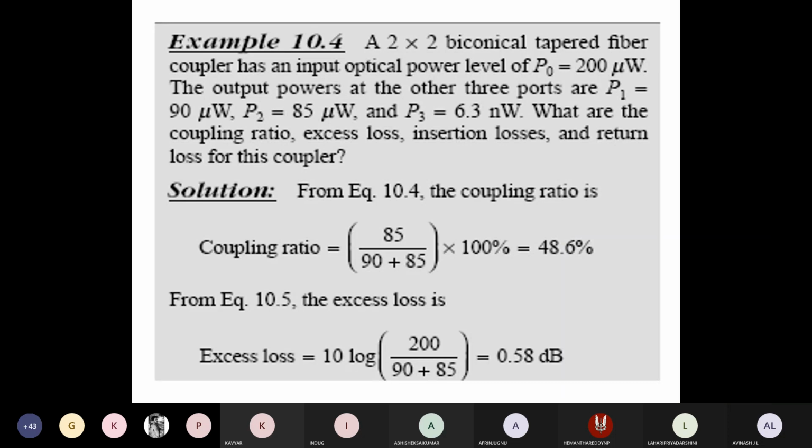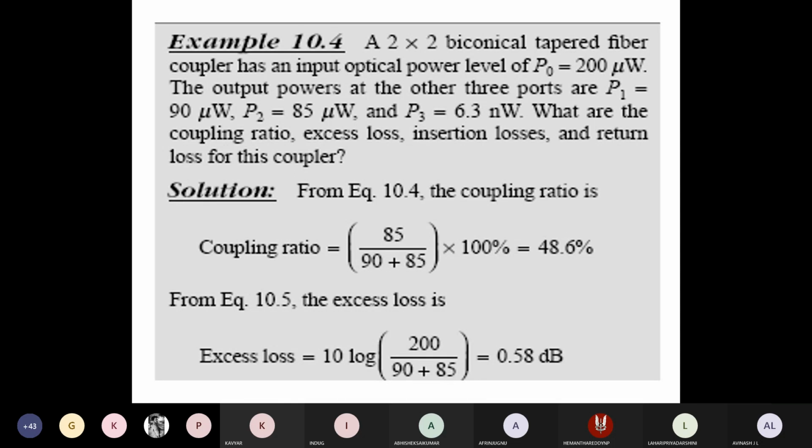I will solve this numerical, all of you. The coupling ratio formula is P2 divided by P1 plus P2. Replace the values: 85 divided by 90 plus 85, all units in microwatts. Multiply by 100%, and you will get 48.6%.